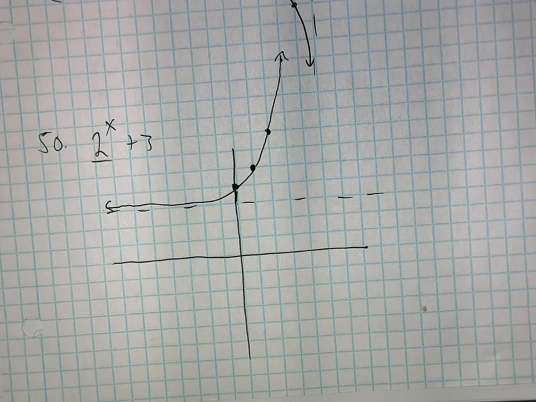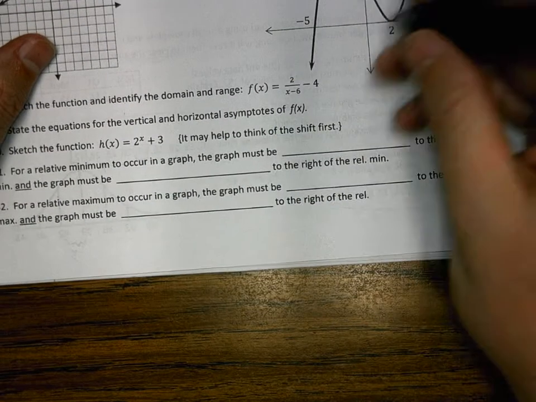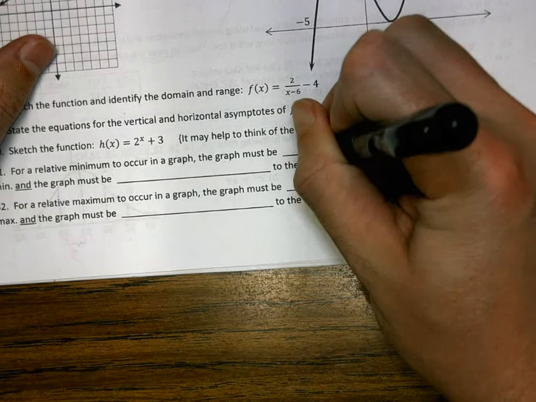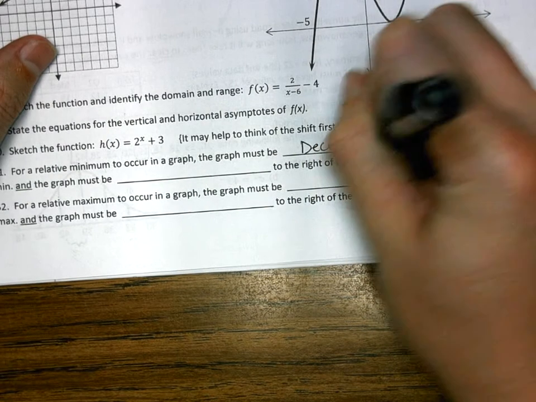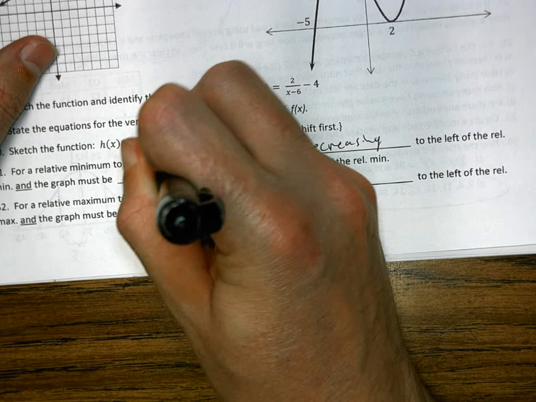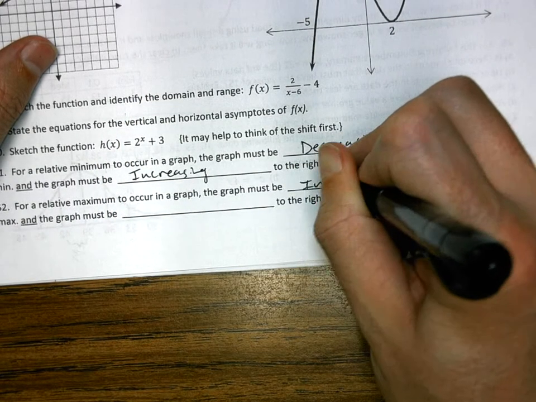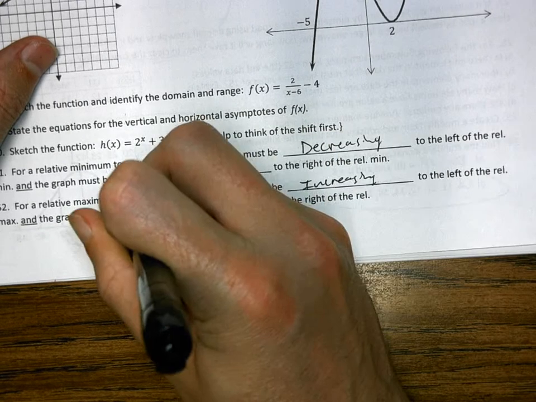51. For a minimum to occur, it must be decreasing on the left and increasing on the right. And switch them up. They must be increasing on the left and decreasing on the right to be considered a maximum.